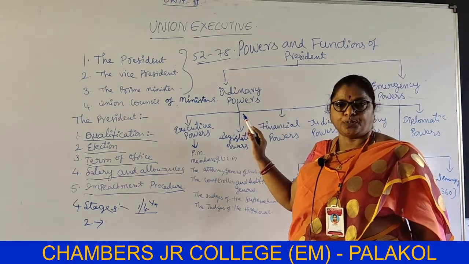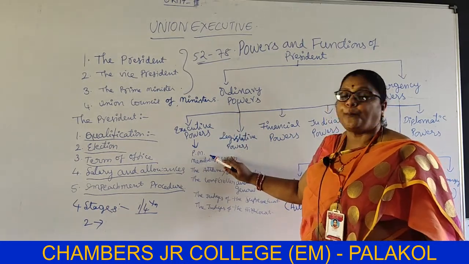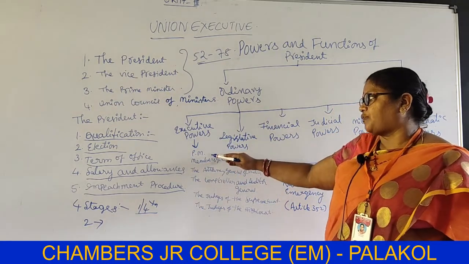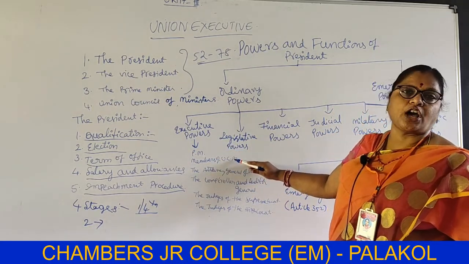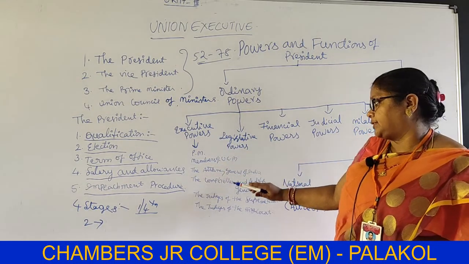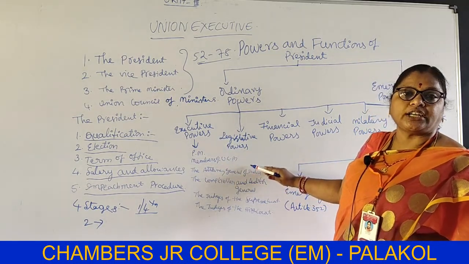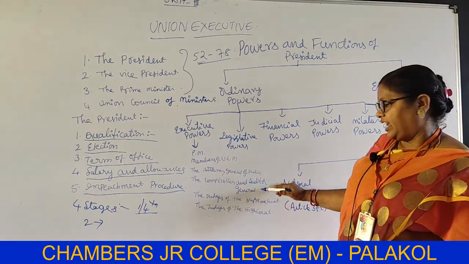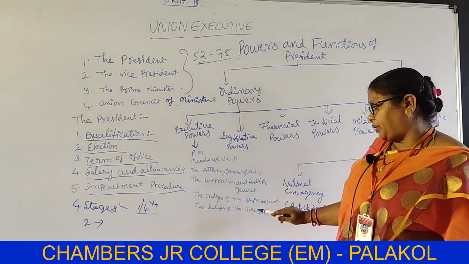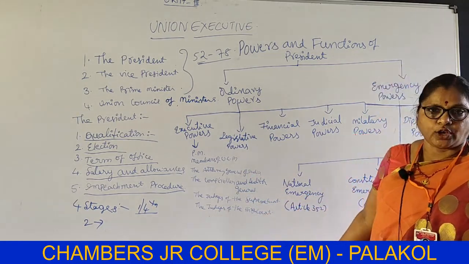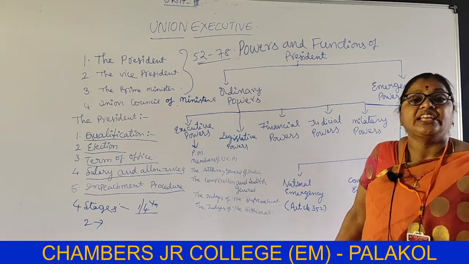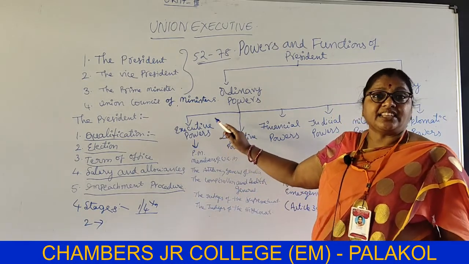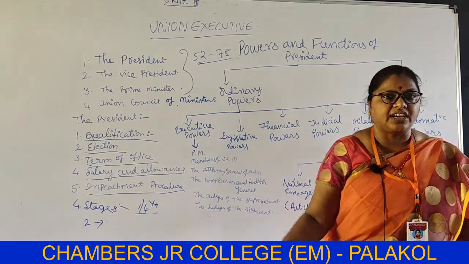See what his executive powers are once again. He appoints the Prime Minister, and by the advice of the Prime Minister he appoints members of the Union Council of Ministers. Next, he appoints the Attorney General of India and the Comptroller and Auditor General of India, the judges of the Supreme Court and the judges of the High Court, and Union Service Commission chairmen and members are appointed by the President. These are the executive powers.